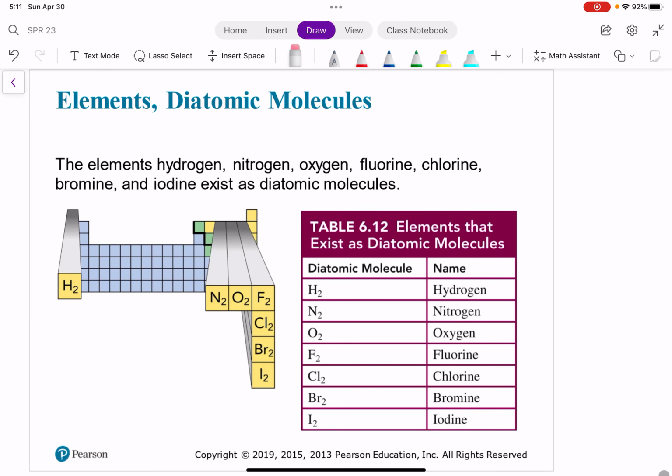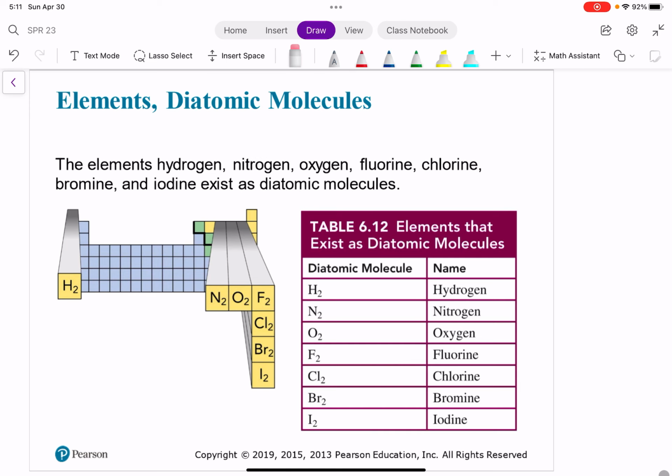Okay, so I promised we'd talk about this. There are some elements that are diatomic molecules, and these are elements that we see in nature existing as diatomic molecules. They like to bond to themselves. So there are 7 total. There's hydrogen, nitrogen, oxygen, fluorine, chlorine, bromine, and iodine. And these all are diatomic molecules.